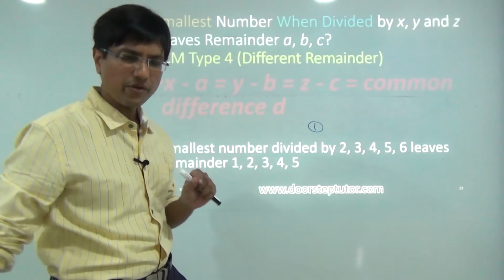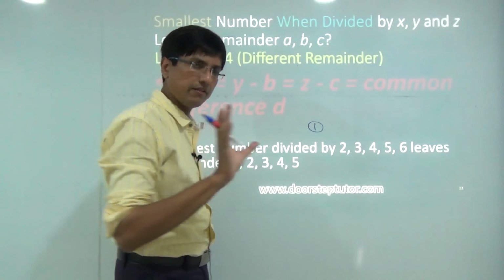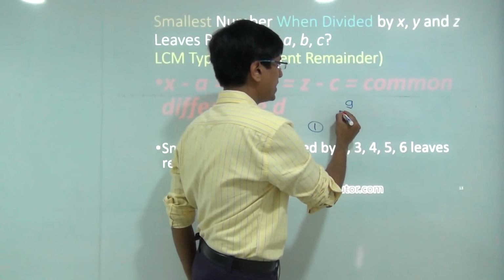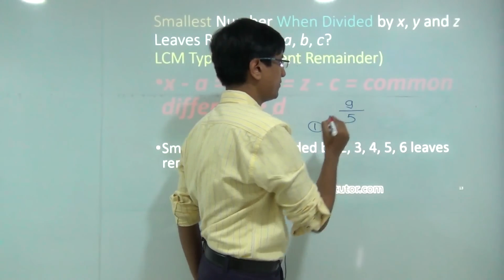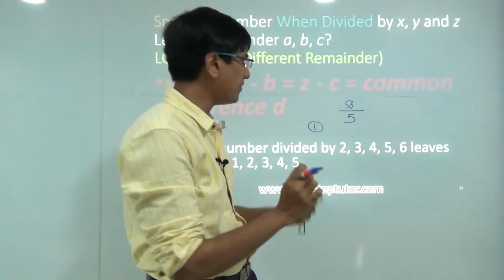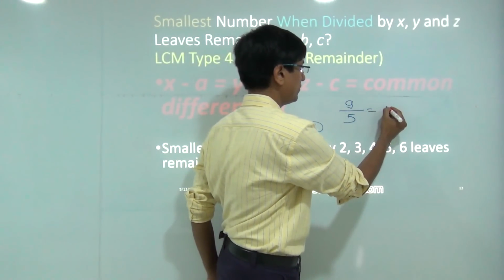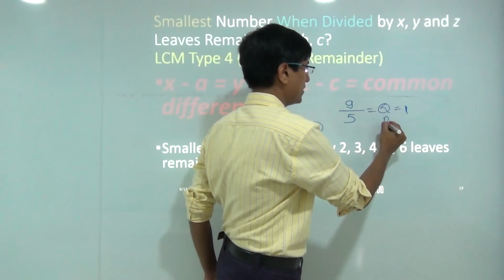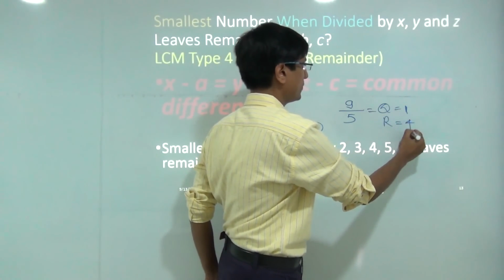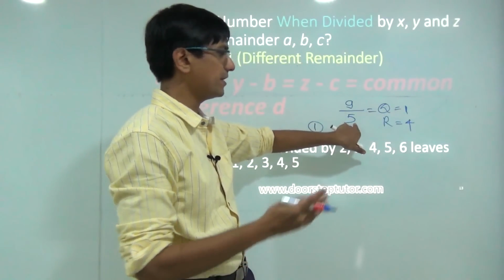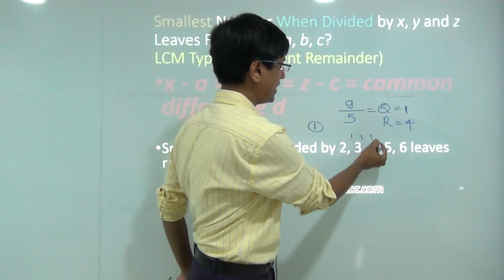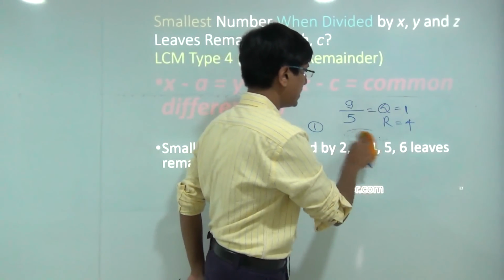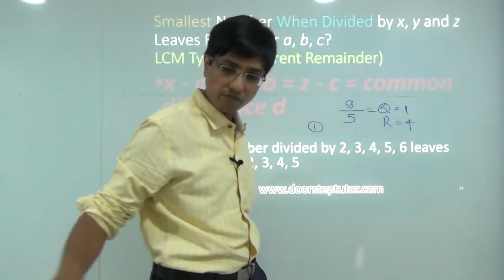Now let's try to understand one very, very simple thing. What happens when I divide 9 by 5? The quotient is 1 and the remainder is 4, because 5 ones are 5, then 6, 7, 8, 9. So the quotient is 1 and the remainder is 4.